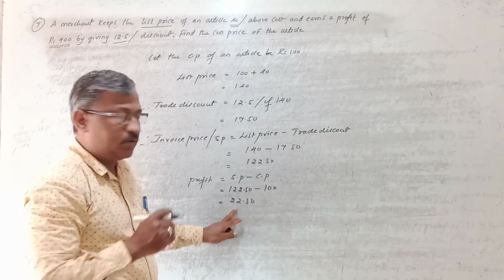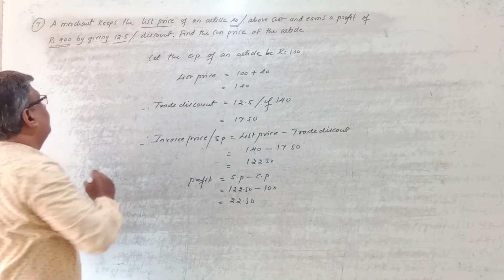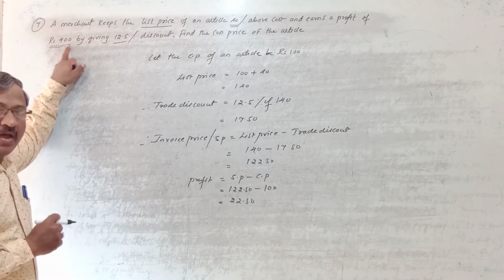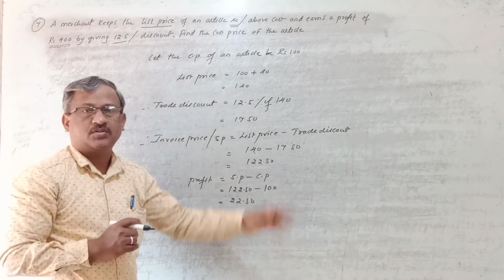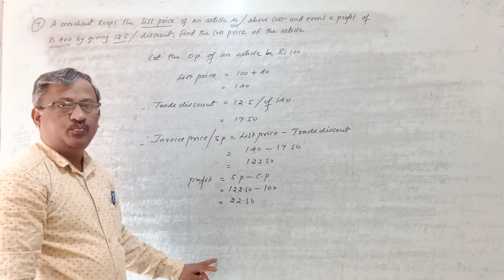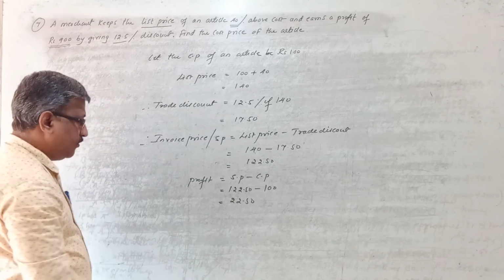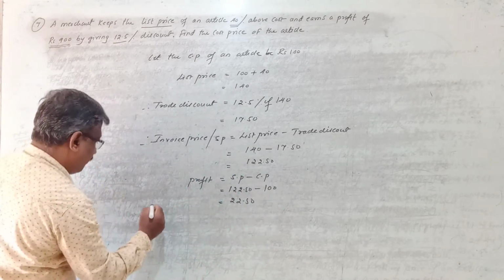So what I want is, if the actual profit earned is how much? 900. The actual profit earned is 900. So I want to find the actual cost price. So for that we need to put the equation. So now you put the equation. How do you have to put the equation?